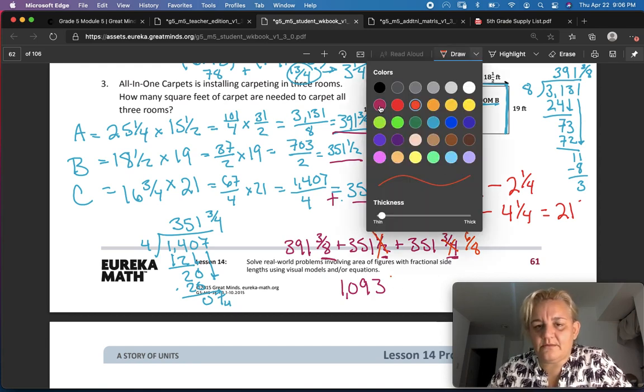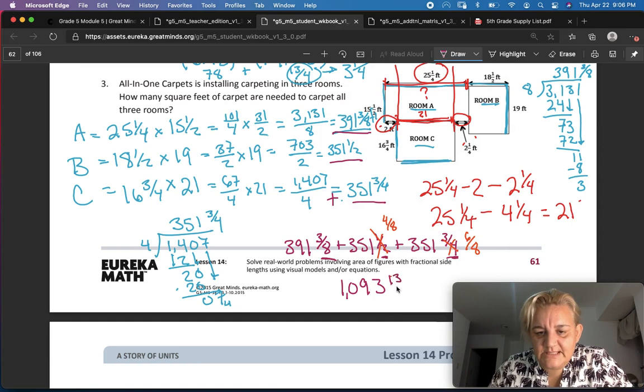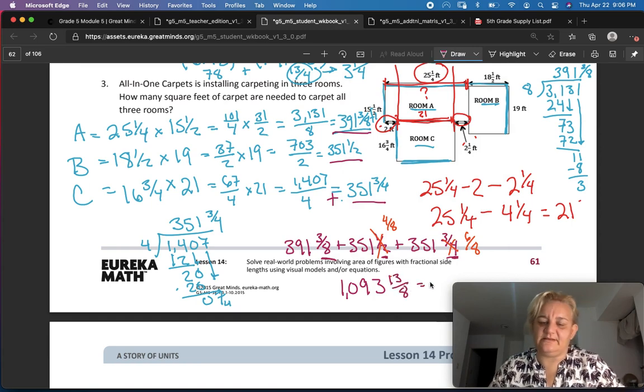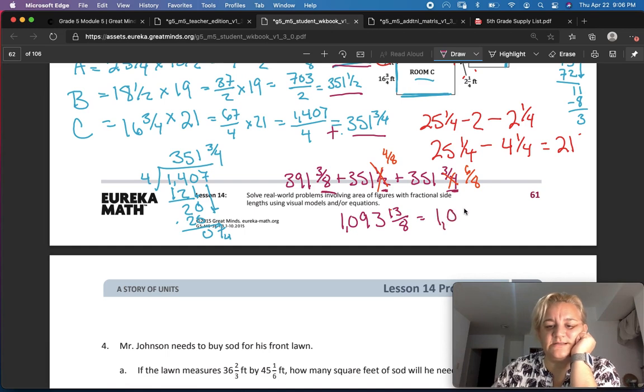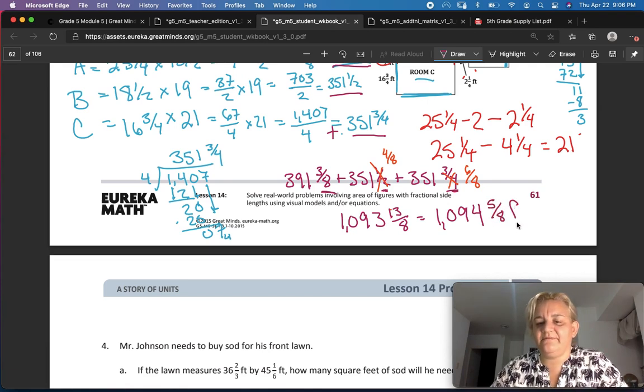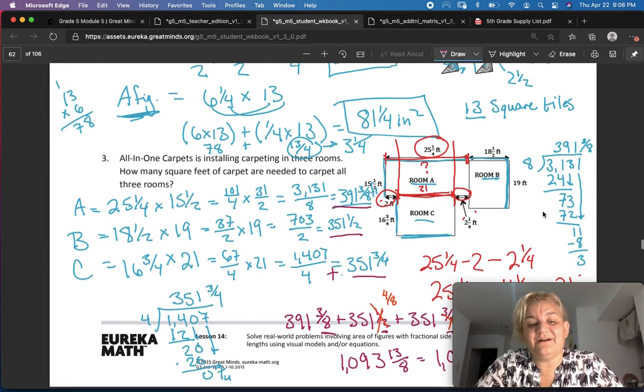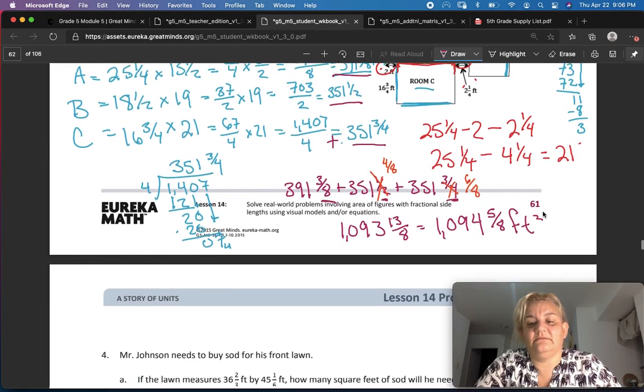Okay. 13/8, but I need to simplify that a little bit more. And I'm going to make that into 1,094 and 5/8. And what is my label? Feet squared. That is a lot of carpet. That's a lot of carpet.